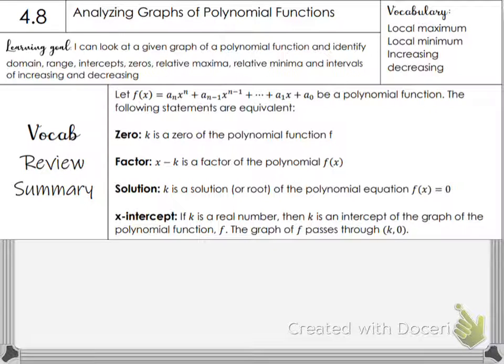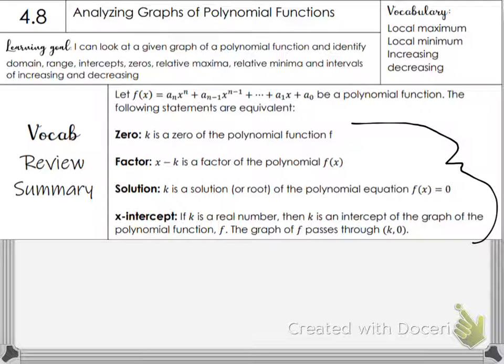So, let f of x equal a sub n, x to the nth power, plus a sub n minus 1 times x to the n minus 1 power, and so on, be a polynomial function. The following statements are equivalent. Zero: k is a zero of the polynomial function f. Factor: x minus k is a factor of the polynomial f of x. Solution: k is a solution or root of the polynomial equation f of x equals 0.